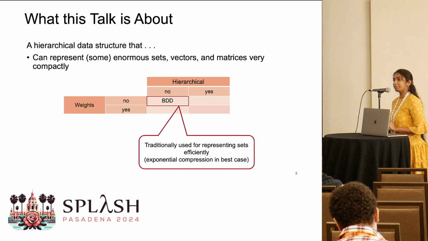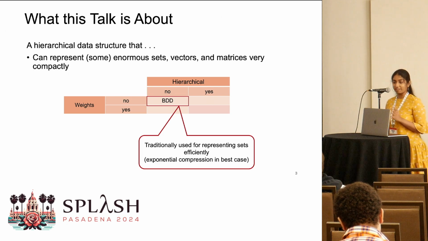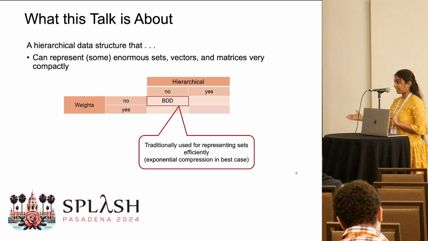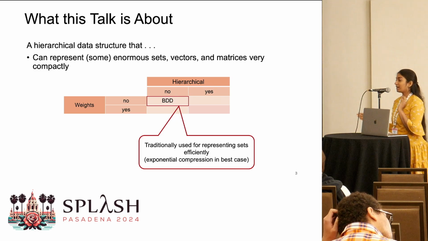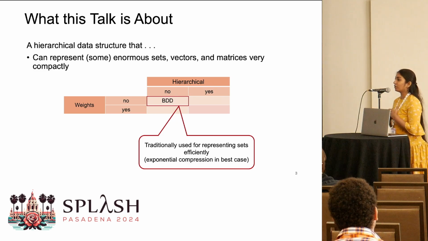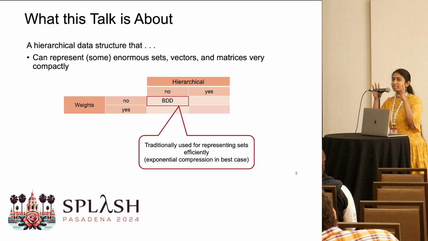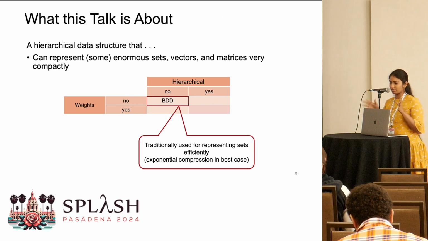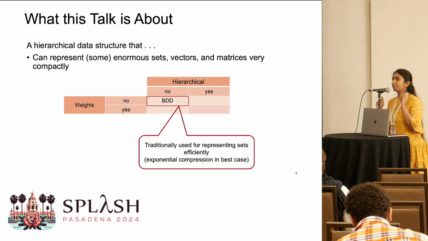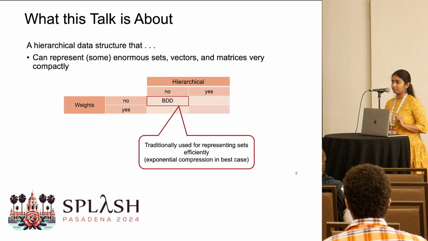Traditionally, BDDs have been used to represent sets very efficiently. They give exponential compression in the best case. However, they are not hierarchical, and they do not have any weights across the structure. The value of the function is only at the leaves of the decision diagram.